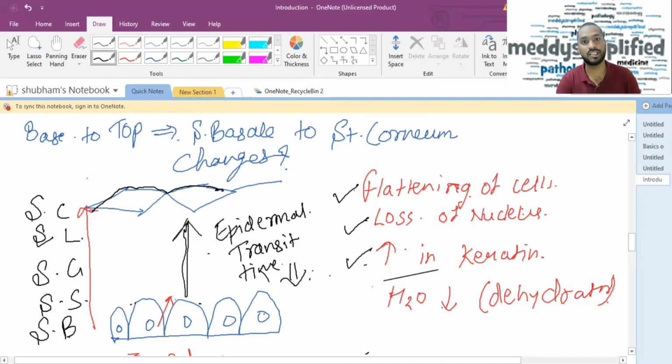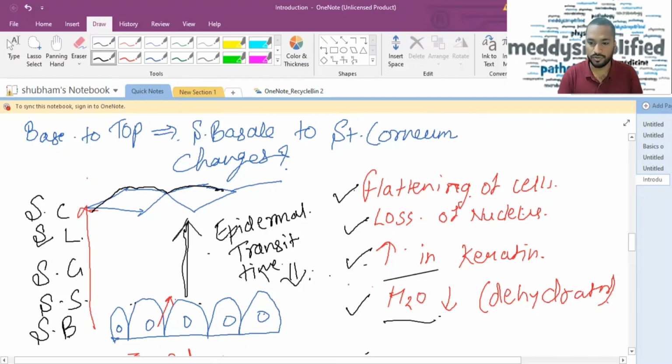Also, when we go from the base to the top, there is an increase in keratin; keratinization takes place as we go from the base of the epidermis to the top of the epidermis. Also, the water is lost, that is, dehydration takes place. So these are the four important things to remember as we go from the base of the epidermis to the top of the epidermis. One is flattening of cells. Second is loss of nucleus. Third is loss of water, that is dehydration takes place. And the last is increase in keratinization.